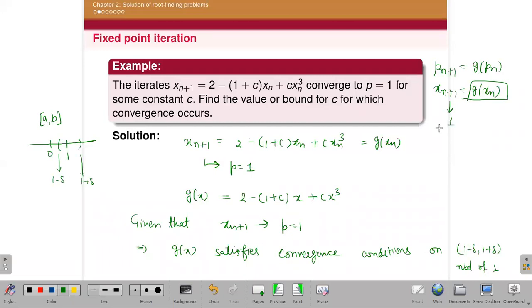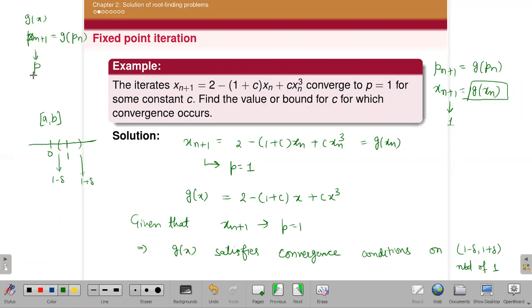Ma'am, I didn't get it. Actually, the result was if g of x satisfies all the three conditions, then pn plus 1, that is g of pn, is a convergent sequence. That was the case, na? Yes, ma'am. If g of x satisfies all the three conditions, then that pn plus 1 will converge to p. Yes. So now here you can see this is the sequence, it is given to you and it is converging to p.